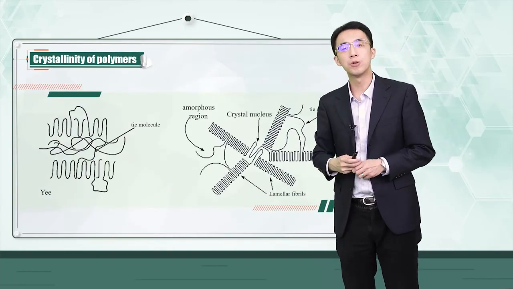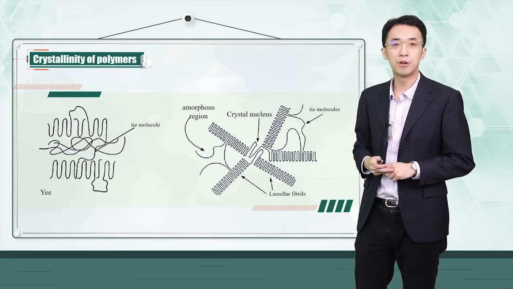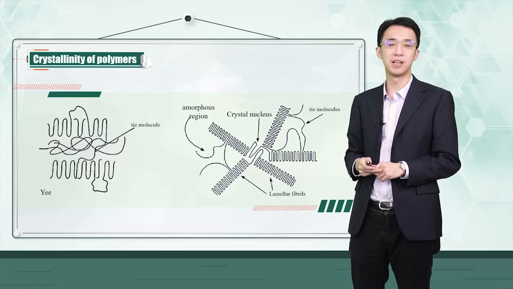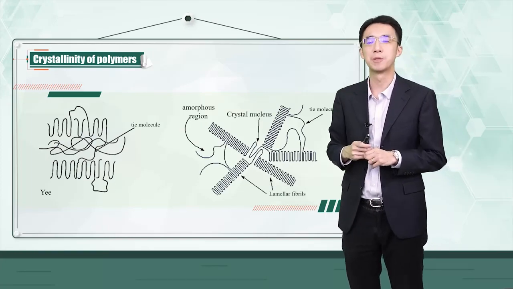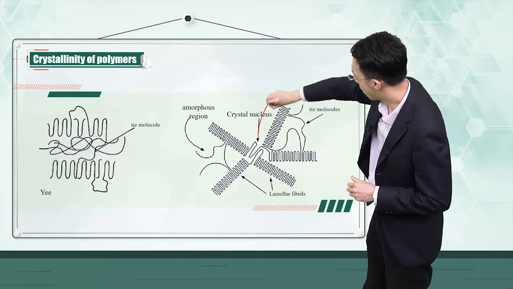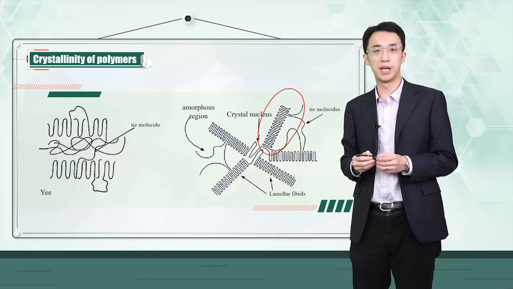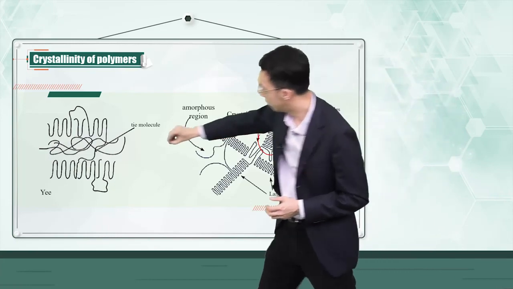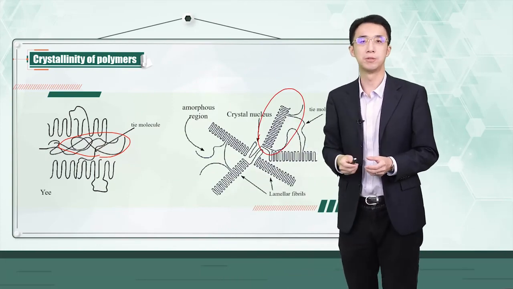Polymers can also be considered as crystalline or amorphous. However, the terms crystalline and amorphous have different meanings compared to those used in metals and ceramics. For crystalline polymer, you have an ordered or regular arrangement of the polymer chains. And for amorphous polymers, you have a random arrangement of the polymer chains.